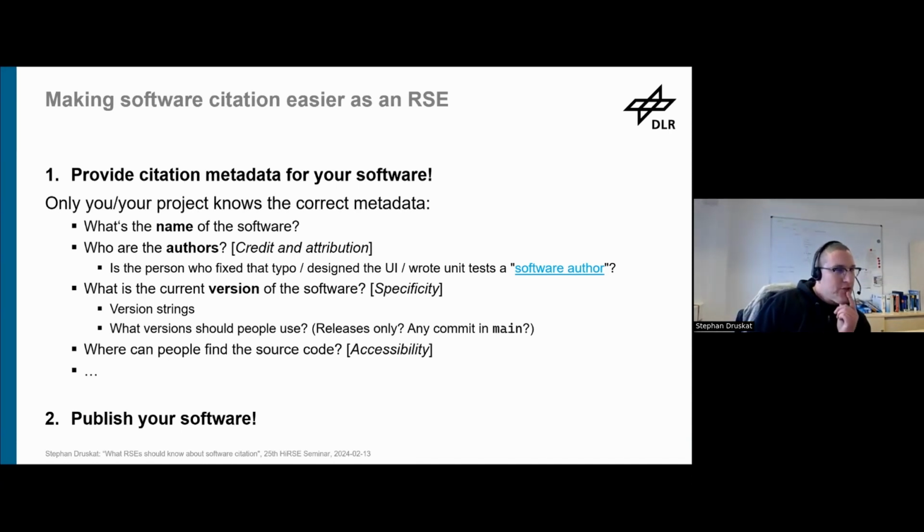One of the main things to know is that this really is at the core of RSE work, because only you or your project people know the correct citation metadata for the software, and thus it's up to you to provide and maintain up-to-date metadata for the software you produce. So, for example, you have to tell people what name they should use for your software if they cite it. You will know who the authors are to enable credit and attribution in software citation.